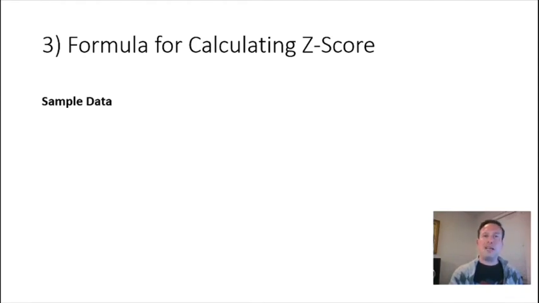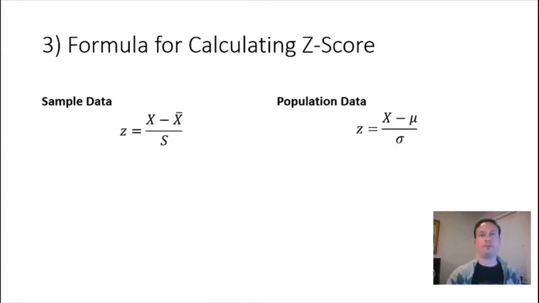So for sample data, here's how you do it. The z-score is found by taking your data value x, subtracting the average x bar, and dividing by the standard deviation. For population data, it's exactly the same, but the symbols change. So same idea for population data. You still have x as your data value, subtract the average mu, divide by the standard deviation, sigma. So those are the formulas. Same exact formula for both circumstances.